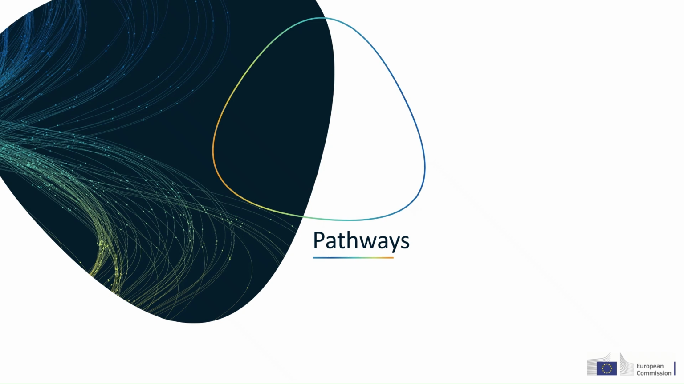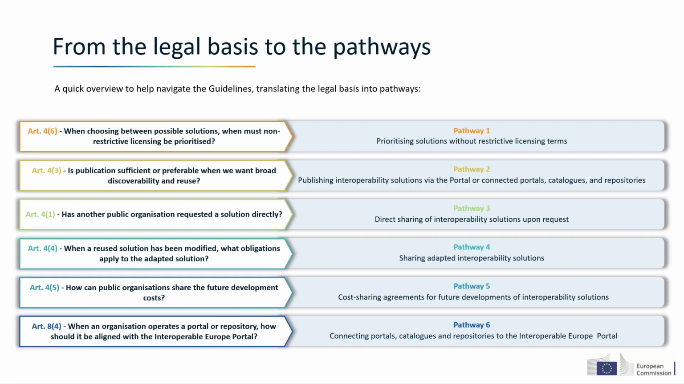Instead, they help organizations identify which legal and operational route is relevant in a given context. For example, whether they are choosing between solutions or publishing a solution, responding to a direct request, adapting a solution, co-funding future developments, or connecting a catalog in the Interoperable Europe portal. This slide provides a map of the 6 pathways and links each of them to the relevant legal basis.